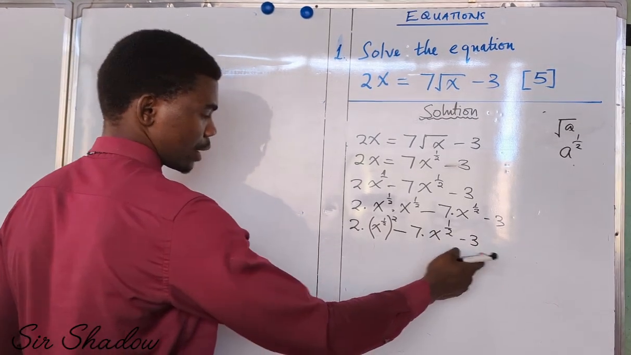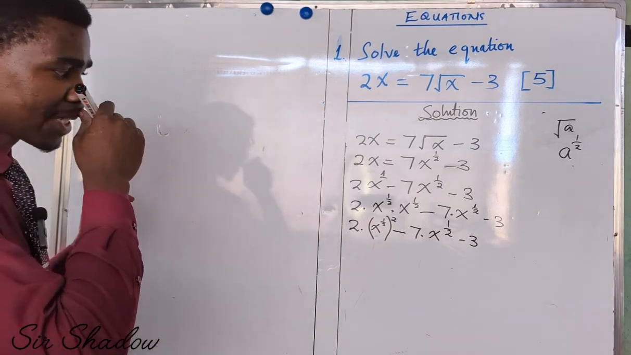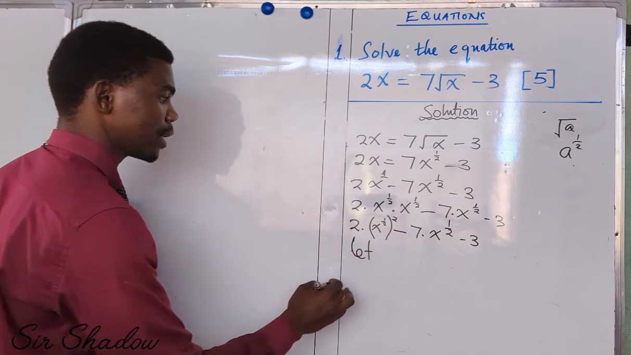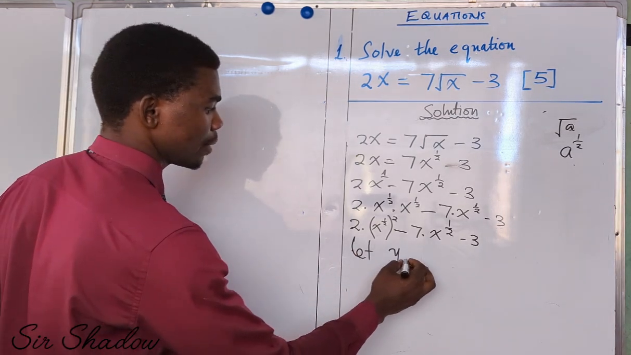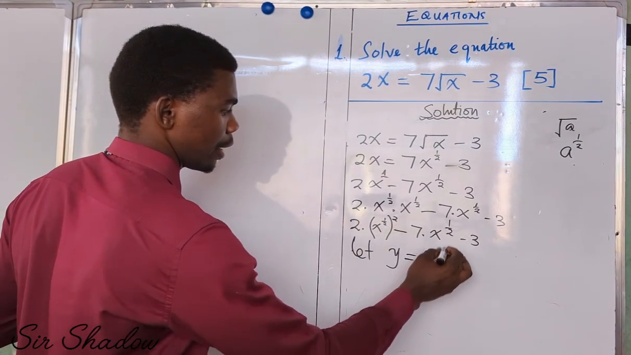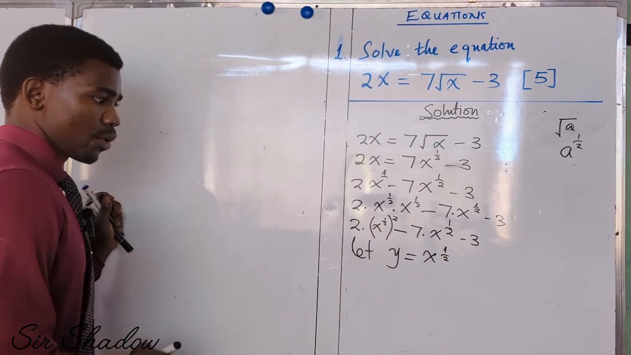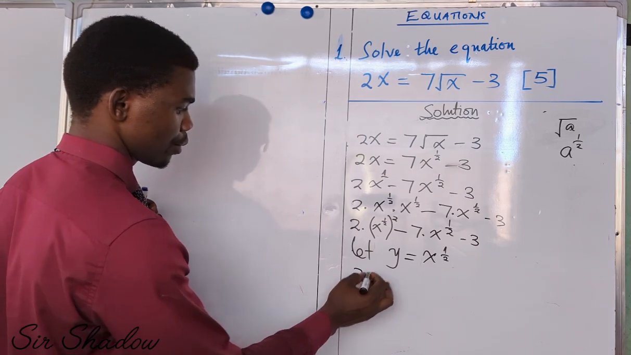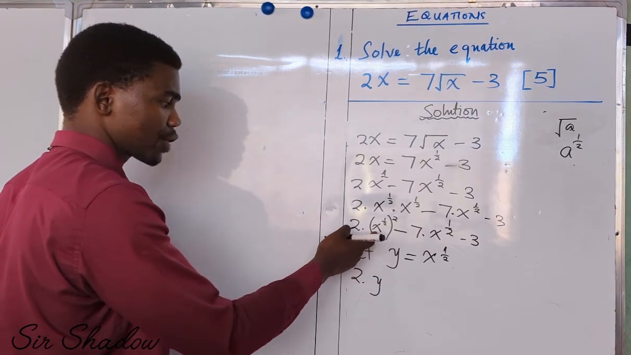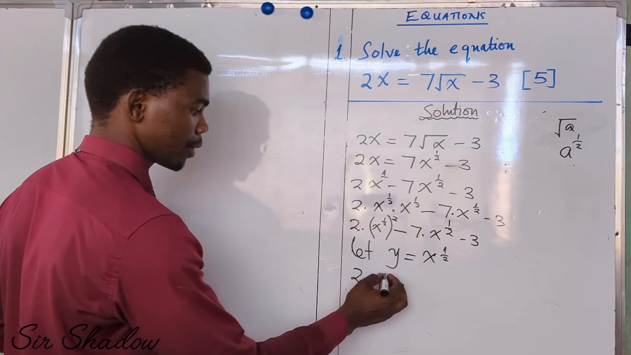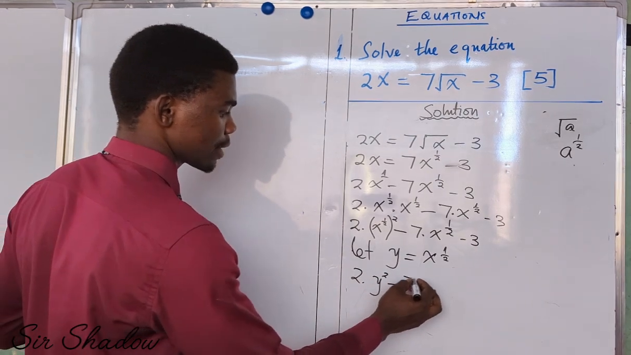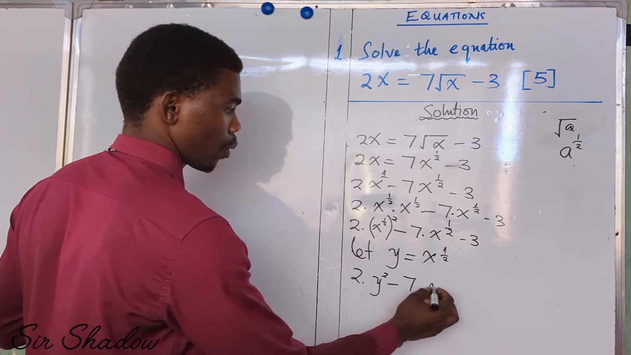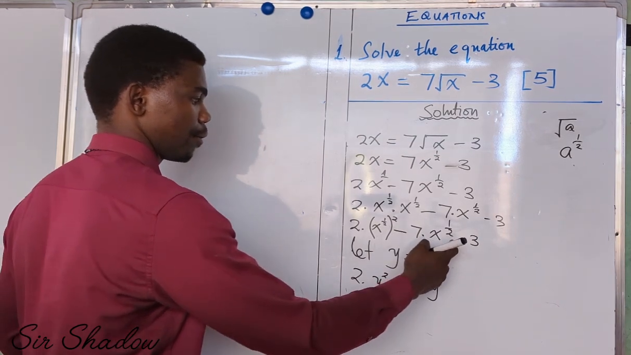So according to this, applying disguised quadratic equations, let me just say let y be x to the power half. So every condition where there is x to the power half, I have to put y. This becomes 2 dot, instead of x to the power half, I write y to the power 2, minus 7, and here I have to put y for this.